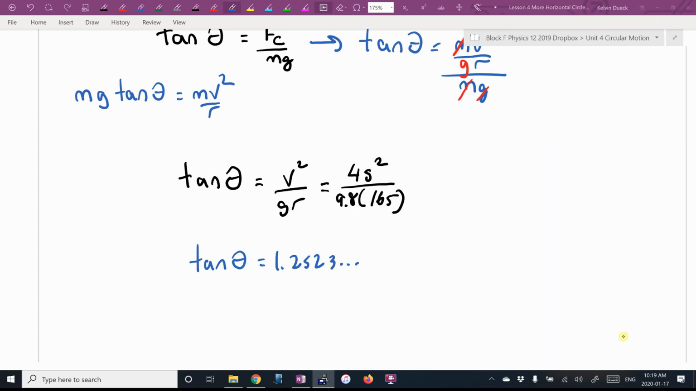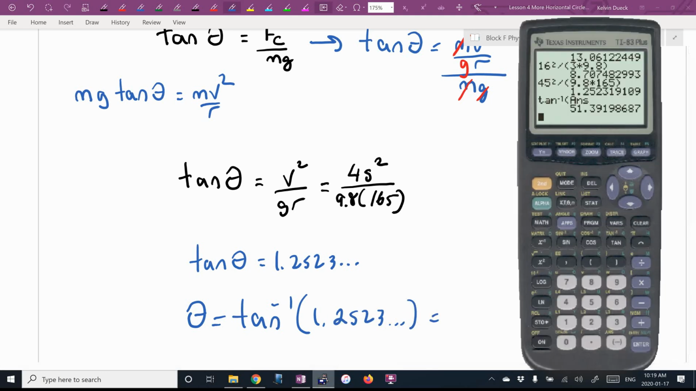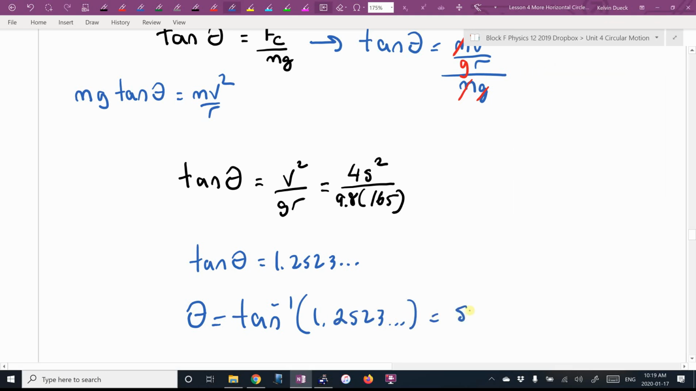Okay? So, theta equals the inverse tan of 1.2523, which was 51.4 degrees. You don't have to write that if you don't want to, but somehow in your notes, please make sure that you know that we did shift our second function tan.